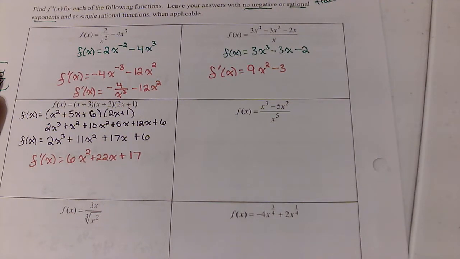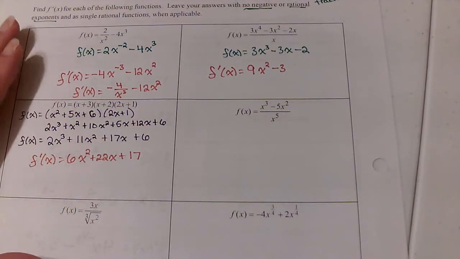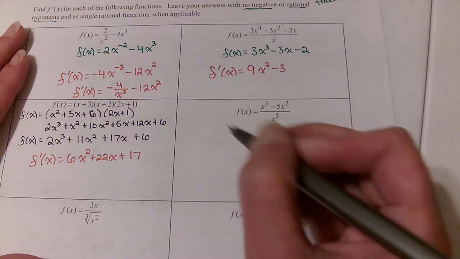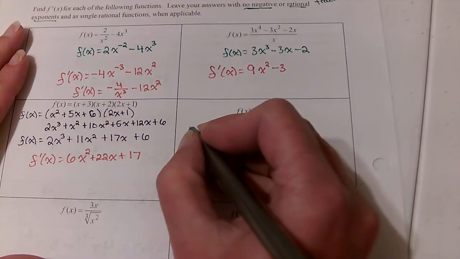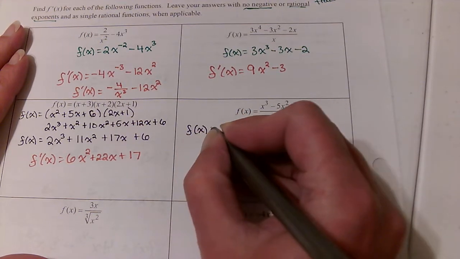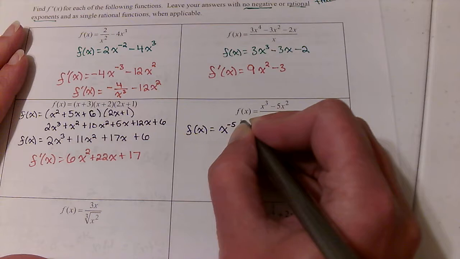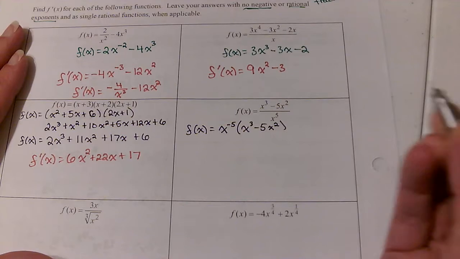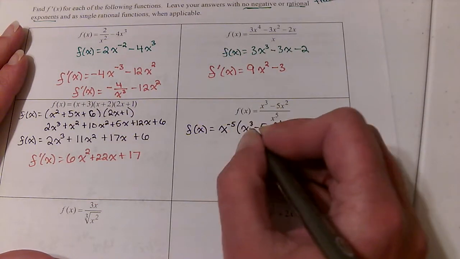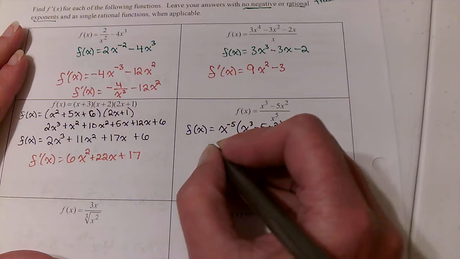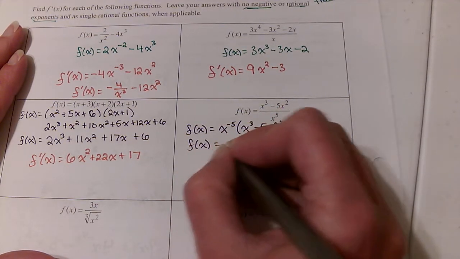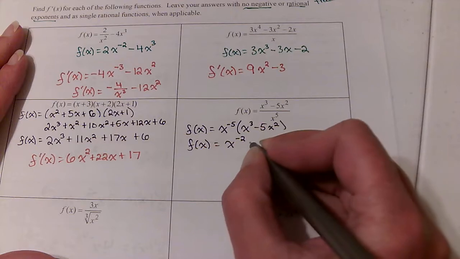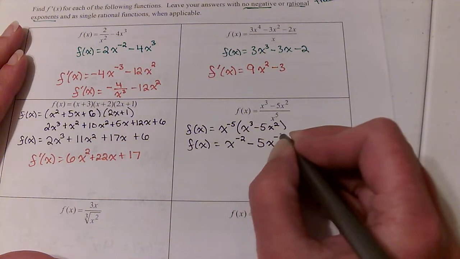See how I can rewrite this one. Well, one way to do this, I could make that into x to the negative 5 in the numerator. And then distribute it. So when I multiply, I'm going to add the exponents. So that's going to give me x to the negative 2 minus 5x to the negative 3.